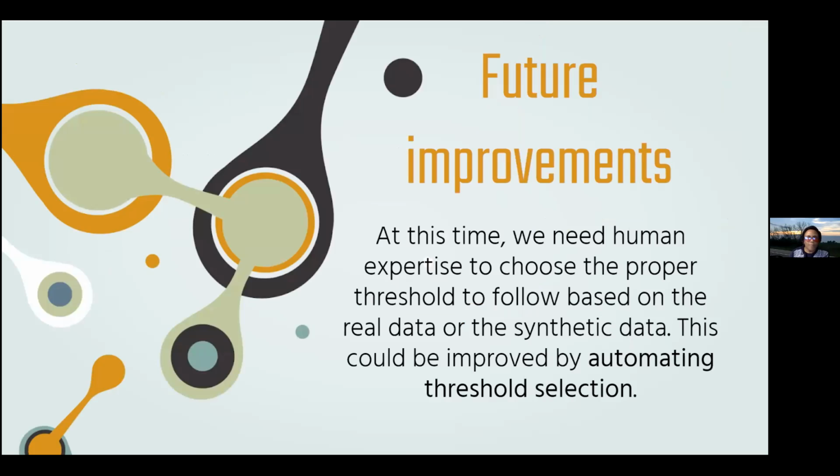Future improvements. At this time, we need a human expertise to choose the proper threshold to follow based on the real data or synthetic data. This can be improved by automating threshold selection. Let me explain. Sometimes the human expert knows exactly what threshold they're working with, and you can make adjustments to create that threshold, and they can choose to go with the results from the synthetic data or the real data, and that's up to them. If we automate this, this might make the process go faster.